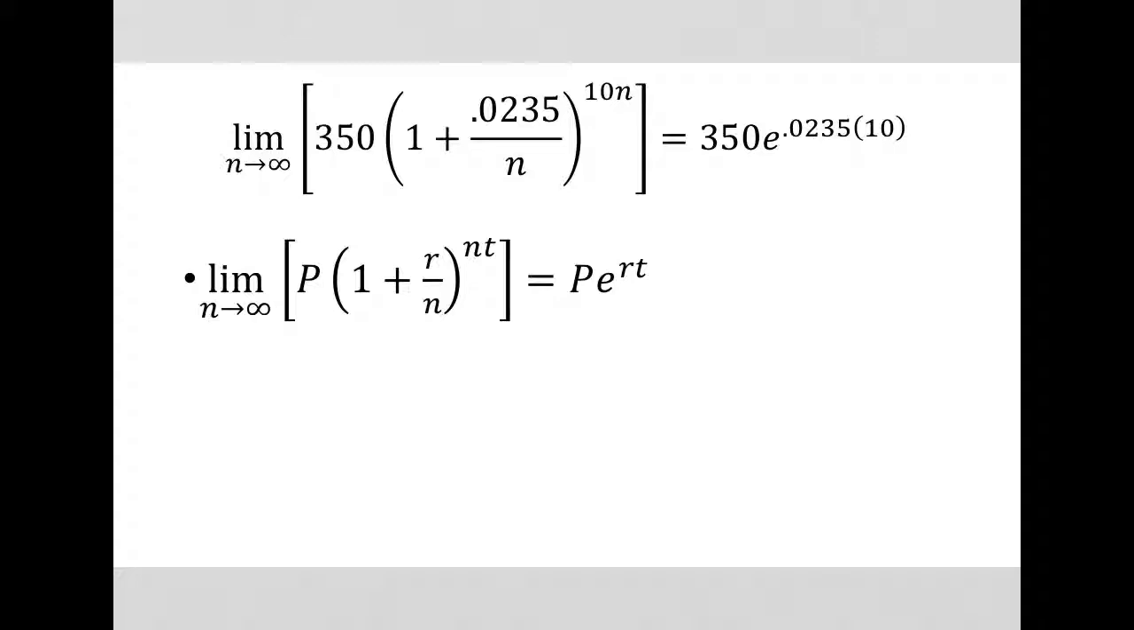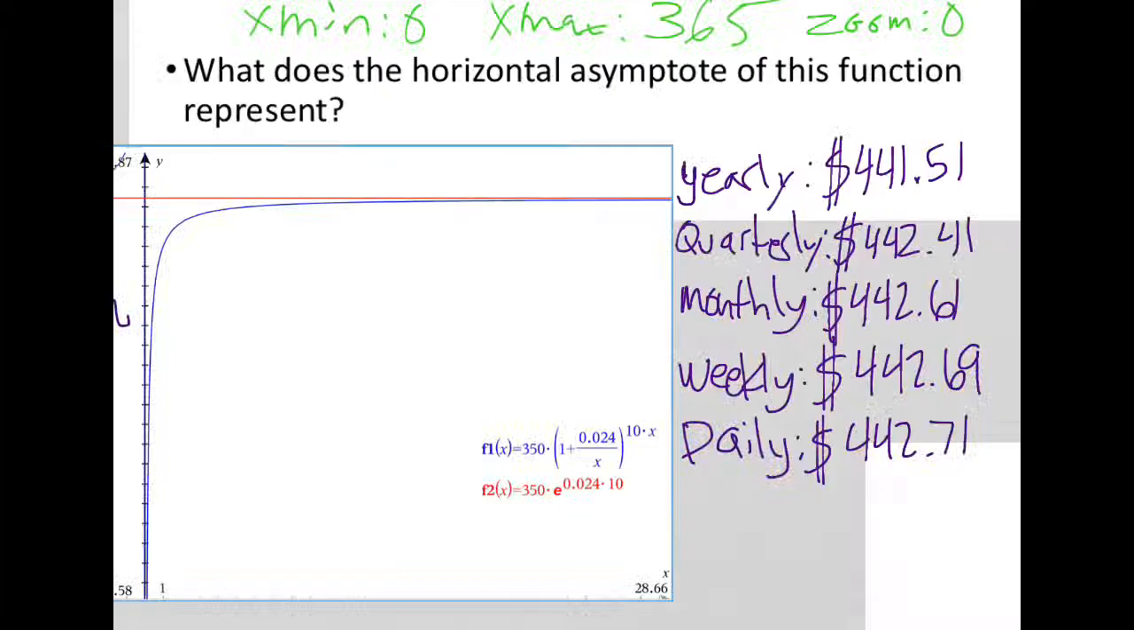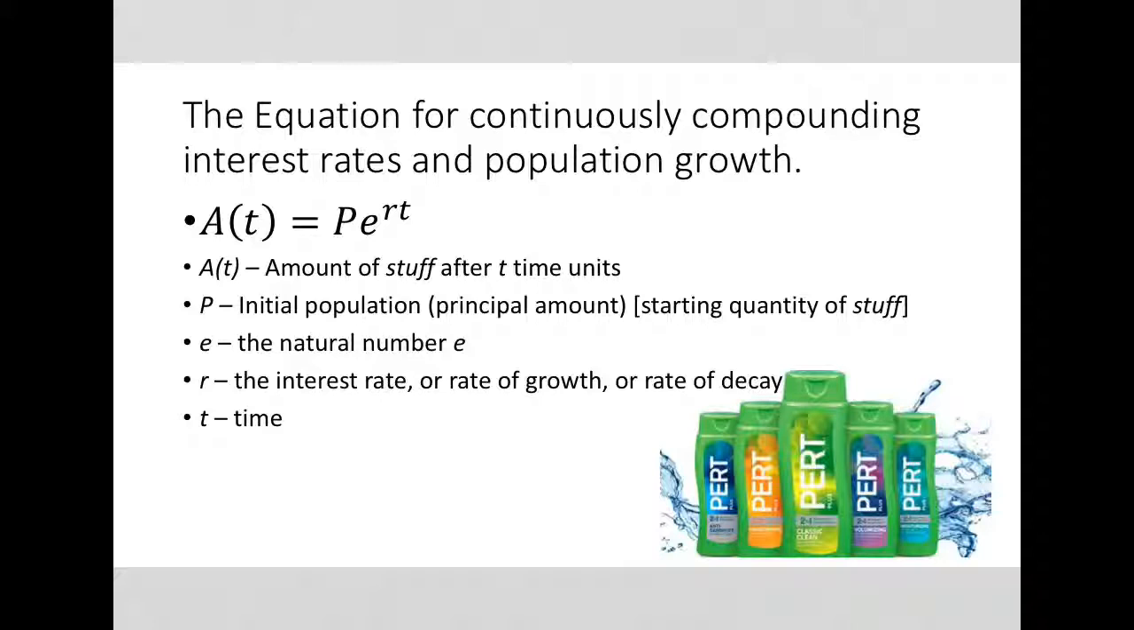And so the equation of that red line would be 350 times e to our rate, 0.0235, times the number of years, 10. So we do actually know the value of that horizontal asymptote. And so you will see the equation for continuously compounding interest listed as A of t equals P, the initial principal amount of money, times e, the natural number, raised to the rate, the yearly interest rate, times time.